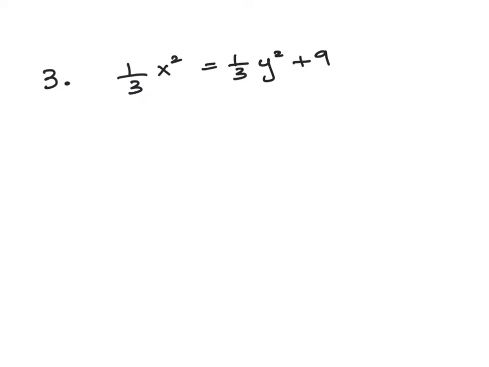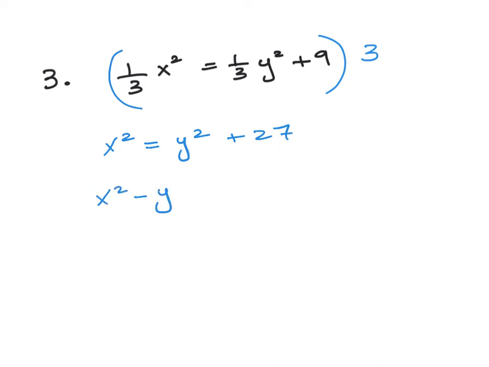In here, let's go ahead and start by multiplying by 3 to get rid of the denominator. So what does that give you? X squared is equal to y squared plus 27. Okay? So what can I do over here? Move the y squared over. What can I write x squared as?